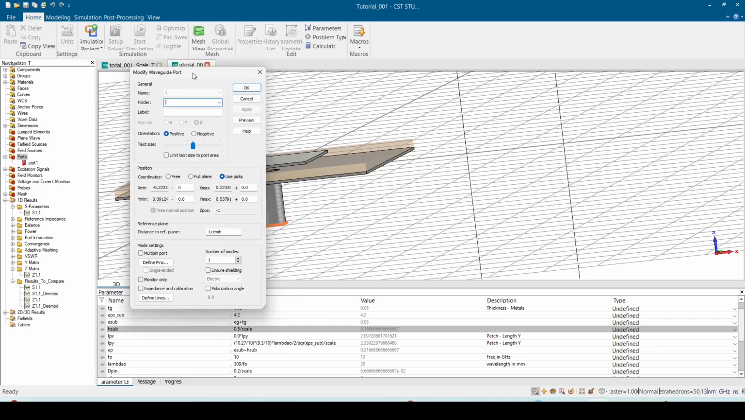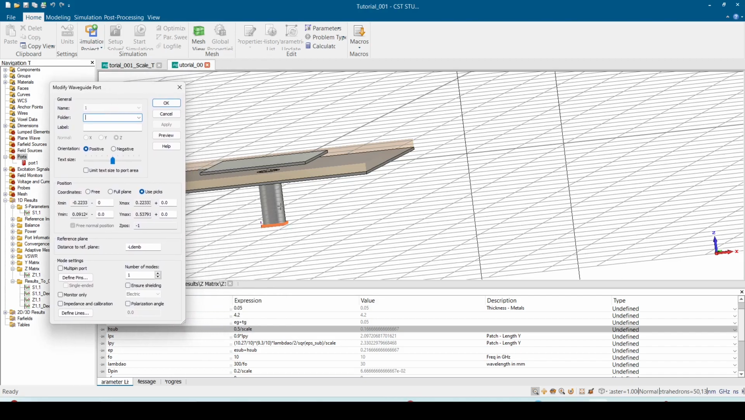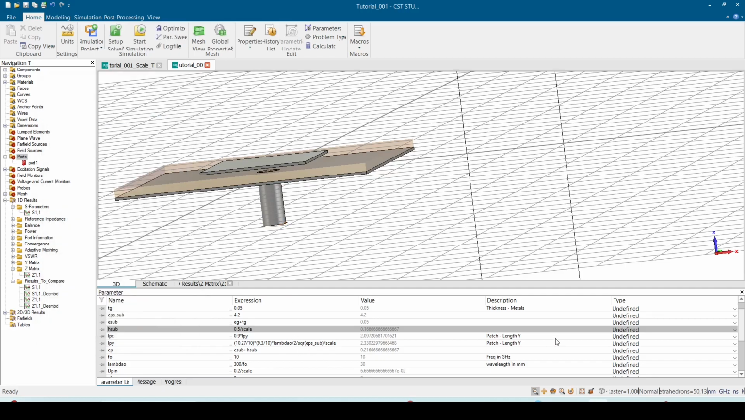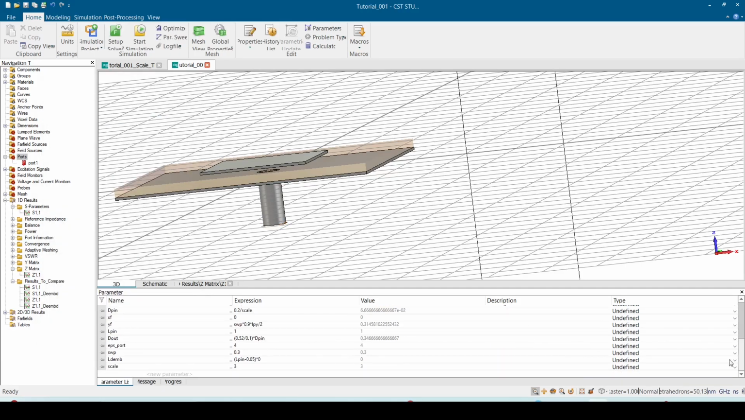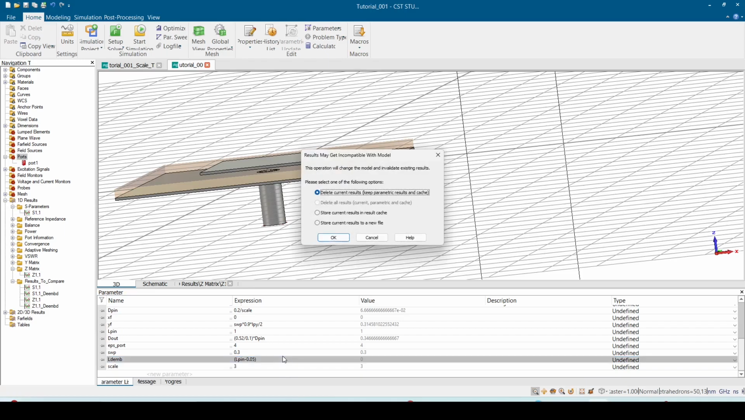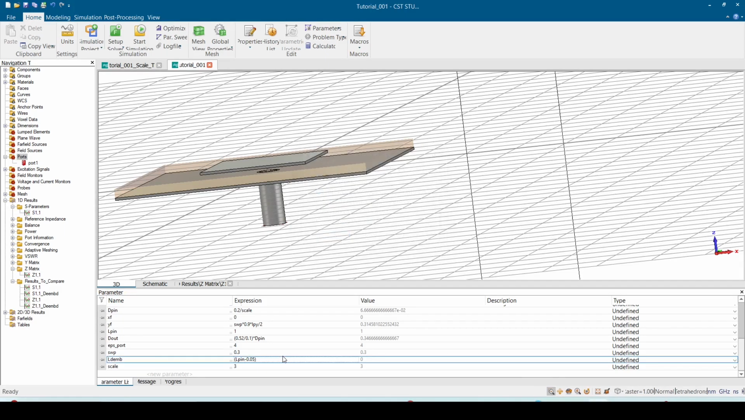I do the de-embedding like this to decide the distance in this direction, and that's why it should be negative. Here I was having the de-embedding at 0, but I can have it almost L pin, minus something. I can just show you after I update. I press F7.